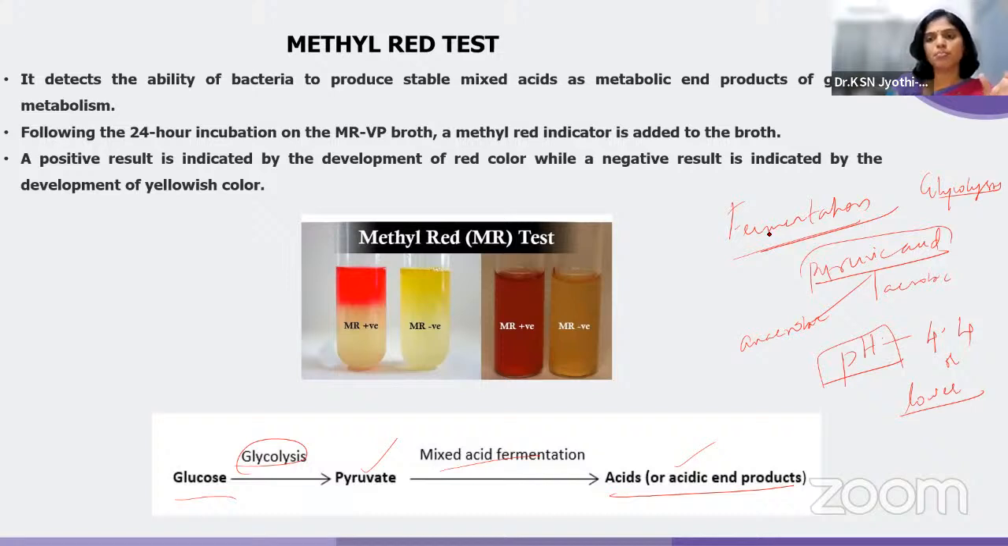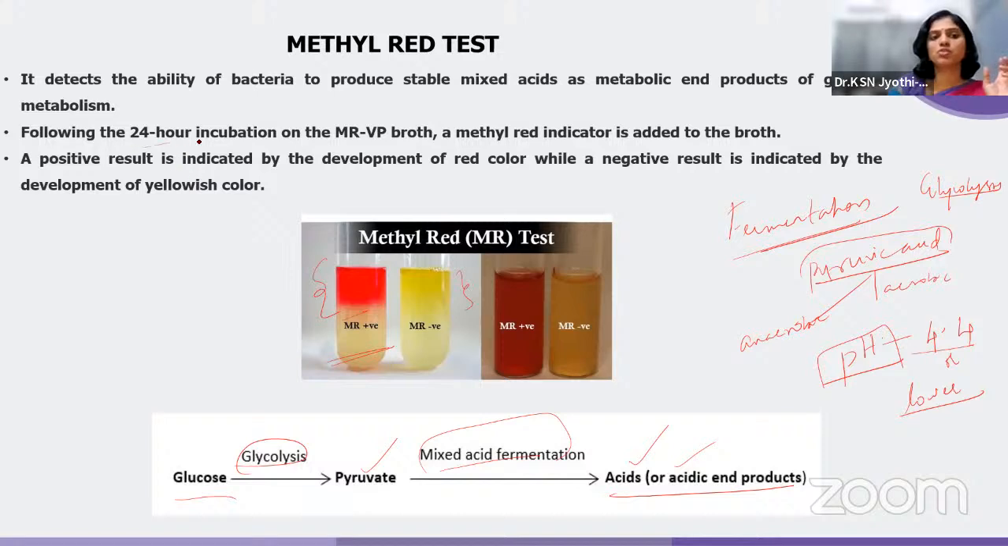So if the end product of fermentation is producing acids, that will change the pH. Then when we add methyl red, it will change that medium into red color. So you will see in a positive result, the medium is changed into red color. If suppose they are not producing any kind of acids, then you will see that there is a negative result where a yellow color is produced. So depending upon what type of acid end products are produced, they will give you a red color. If they're not producing, they'll give you a yellow color.